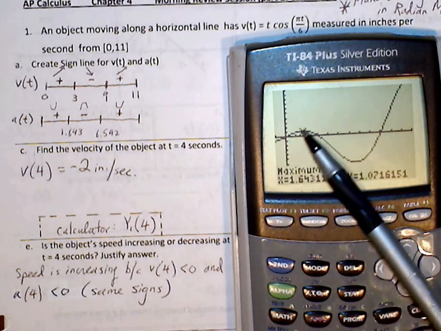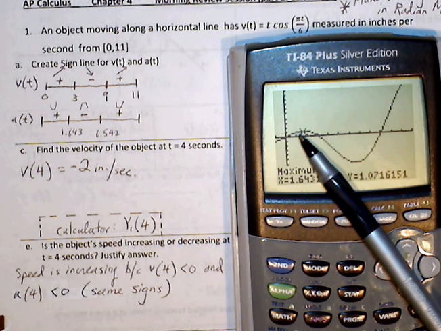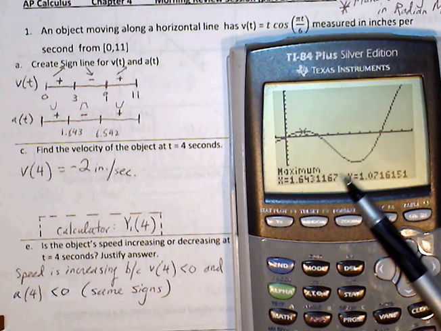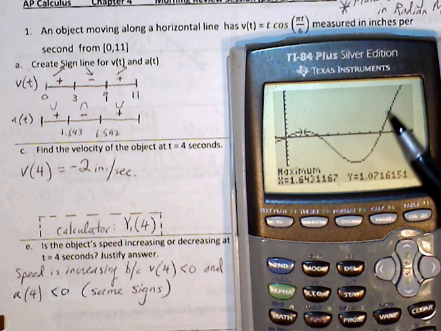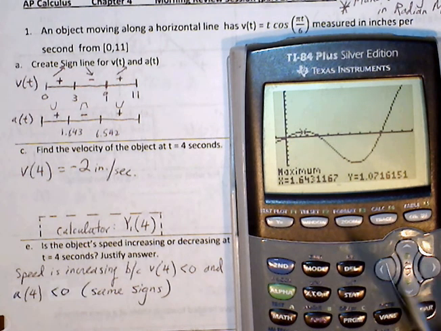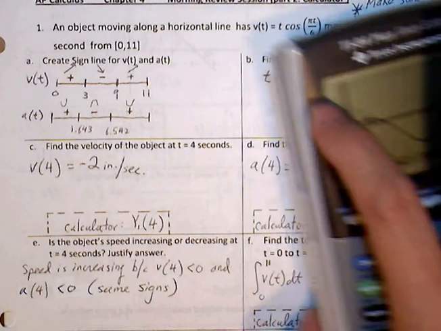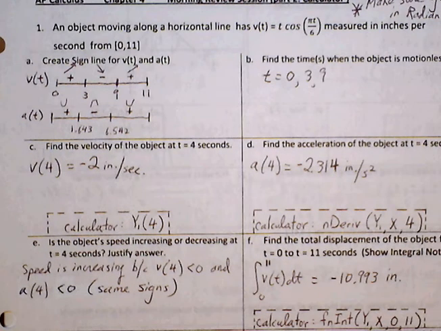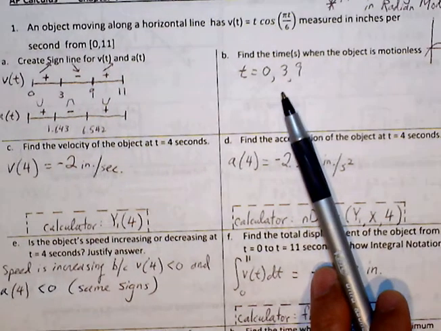Positive slope means increasing positive acceleration. Negative slope means negative acceleration, and then positive slope here represents concave up or positive acceleration. Okay, so we have this information which we're going to be able to use in the following sections. So part B, find the times when the object is motionless.